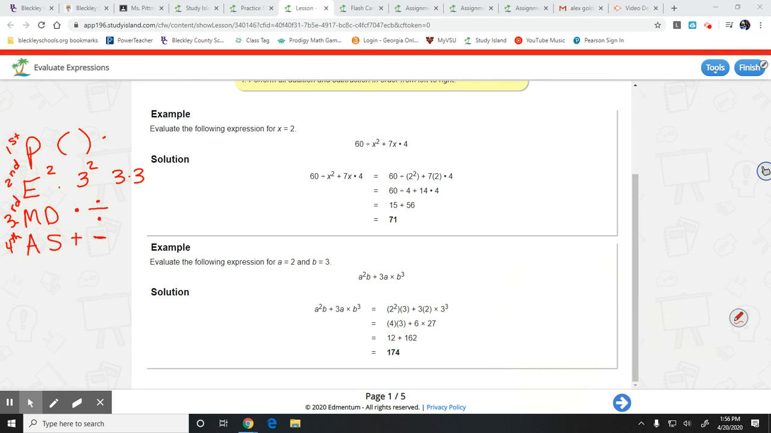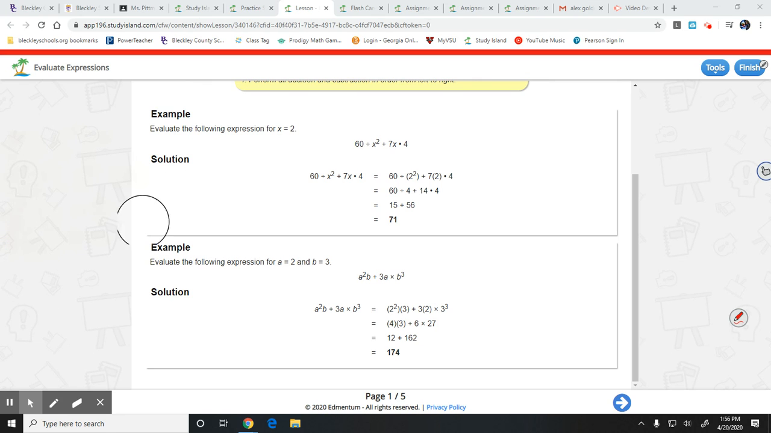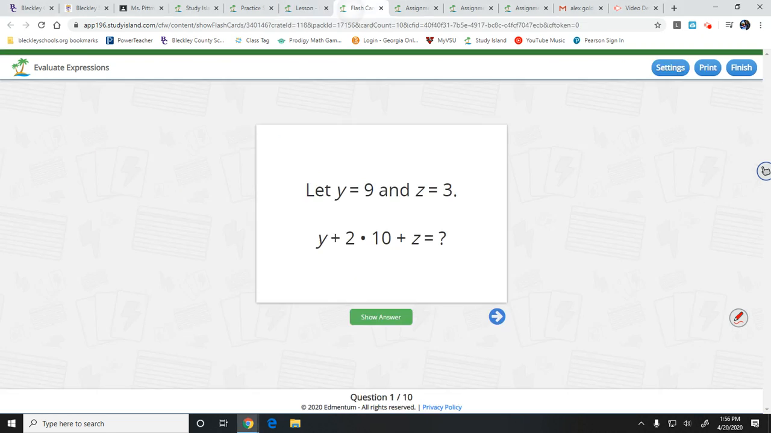All right, so what we're about to do is we're going to do a few flashcard problems, and then I'm going to let you do some practice. So where are my flashcards? There are my flashcards. All right, it says let y equal 9 and z equal 3. I want you to pause and I want you to try this one by yourself.